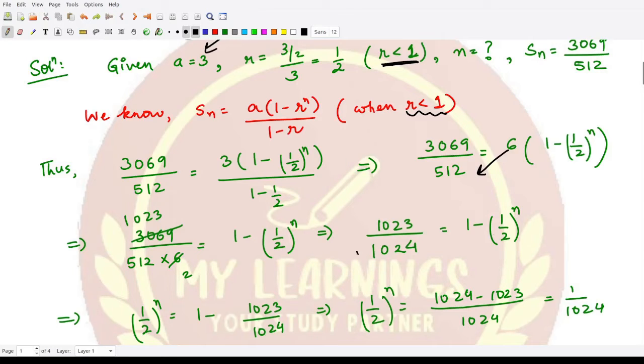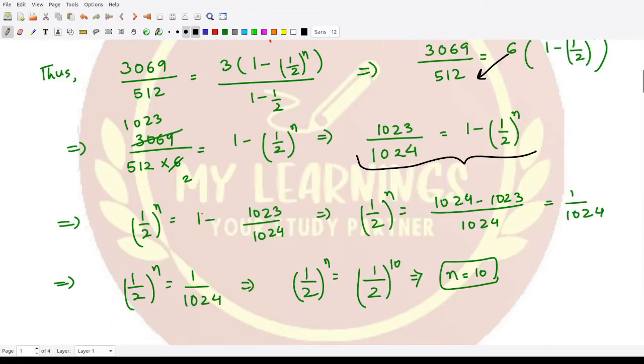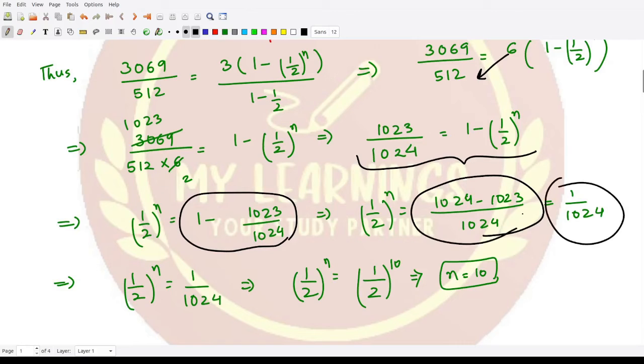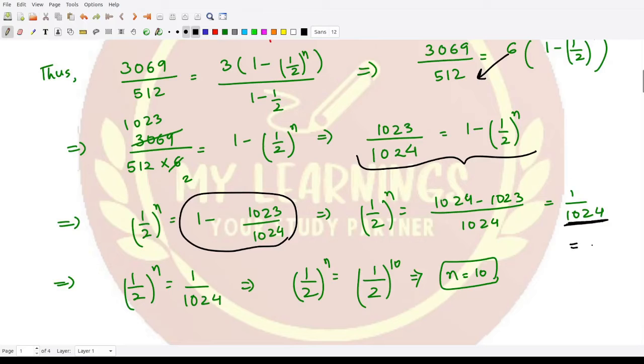Now what we can do, we can rearrange them so that we have 1 by 2 raised to power n is equal to 1 minus 1023 divided by 1024. Now we can take their LCM and simplify the term, so we have 1 by 1024. Now you see 1024 is actually 2 raised to power 10, so that our whole term, 1 could also be written as 1 raised to power 10, would now become equal to 1 by 2 raised to power 10.